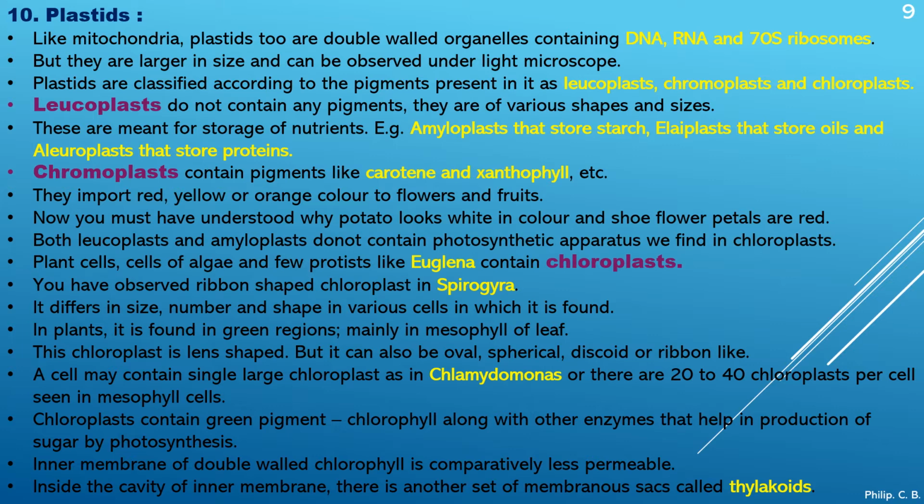That is an alga. That means there are different shapes of chloroplast as well. It differs in size, number and shape in the various cells in which it is found.